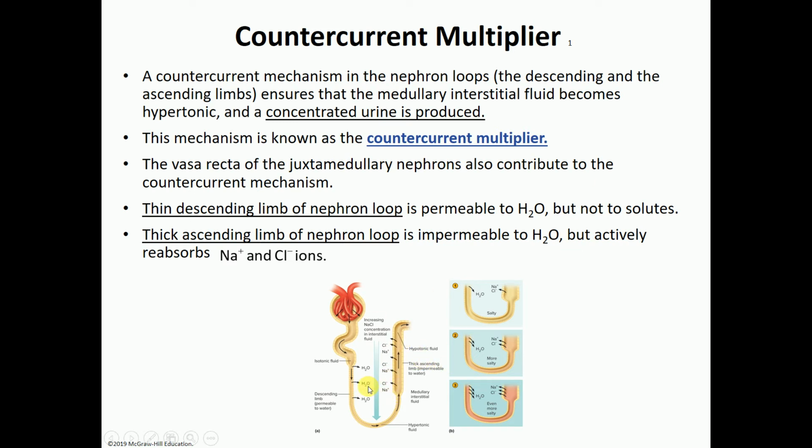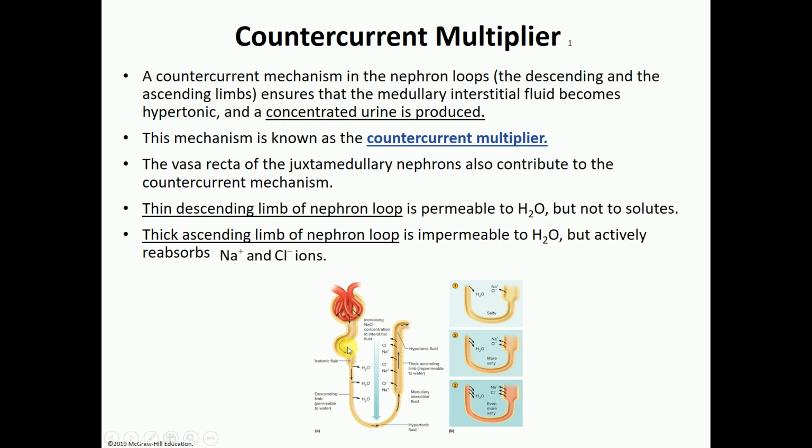We also know that the interstitial fluid in this area is hypertonic. So let's take the passage of the filtrate, and I don't want to focus on anything in the filtrate except for the sodium, chloride, and water. Now, what occurs in the proximal tubule, we mentioned that there is the active transport of sodium and water, so that at the end of the proximal tubule, the filtrate there is isotonic.